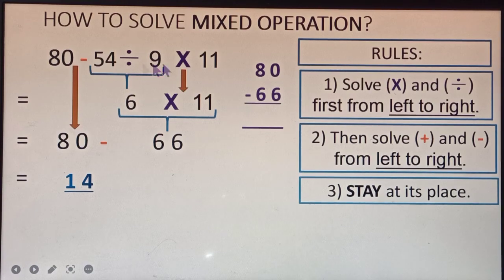Tempat itu yang dia bergerak, cuma teacher tandakan saja di mana yang teacher selesaikan dulu. So oleh sebab ada divide and kali, so I start dari kiri ke kanan. Pasal dua-dua ni mesti diselesaikan step by step. Okay, rule number 1. So oleh sebab di depannya divide dulu, so I divide dulu, and then baru kali dengan 11, which is 66. And baru rule number 2, baru teacher selesaikan tolak atau campur, which is tempat yang sama, turunkan saja 80 minus 66. Alright, and I got 14.